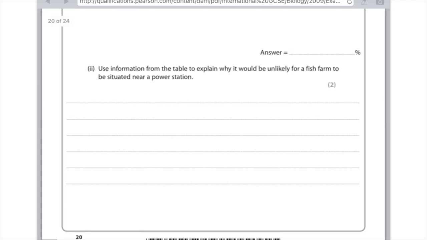Use information from the table to explain why it'd be unlikely for a fish farm to be situated near a power station. Well, I just said the power station leads to an increase in the temperature, and we can see that an increase in the temperature reduces the amount of oxygen present.